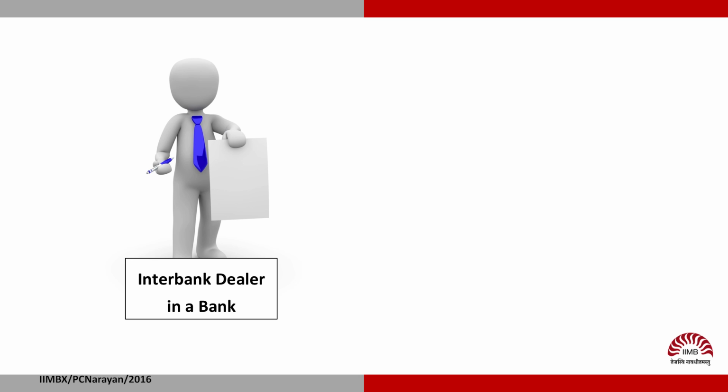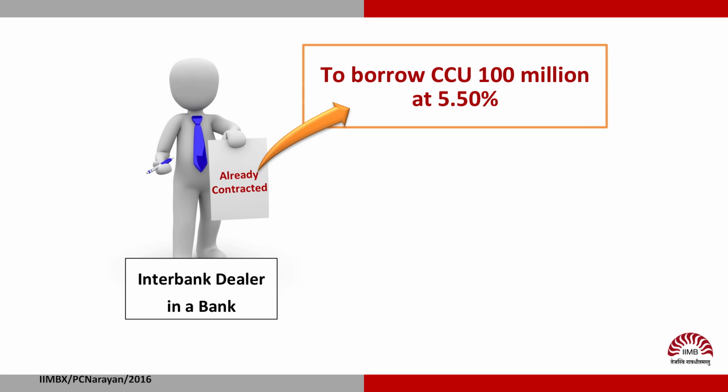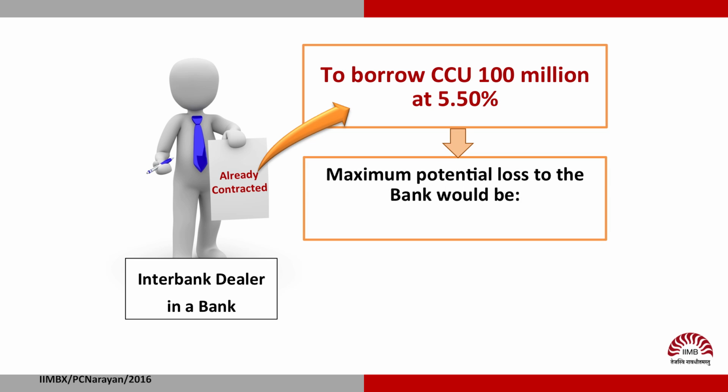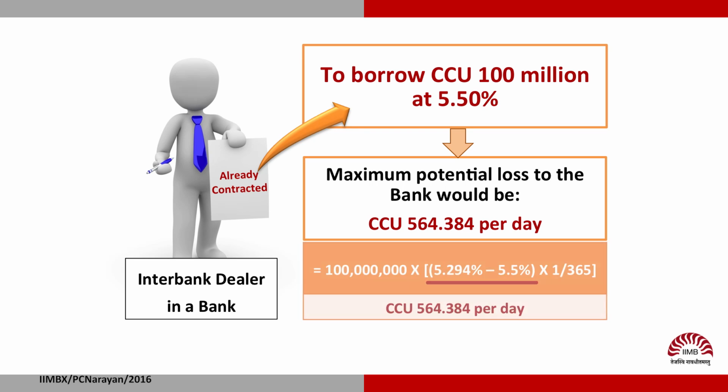On the other hand, if the interbank dealer has already contracted to borrow 100 million currency units at 5.5% per annum, then the maximum potential loss to the bank would be 564.38 currency units per day on the borrowed amount of 100 million CCU, arrived at as the difference between the contracted rate of 5.5% per annum and the computed lowest possible rate of 5.294% at 99% confidence level.